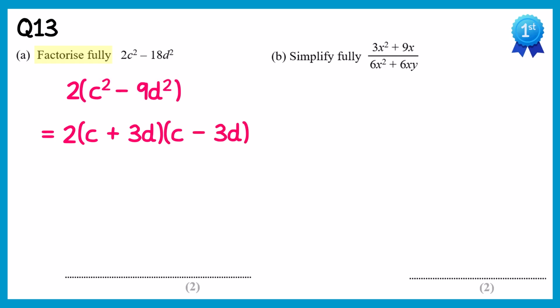So this is the fully factorised form and the answer to the question. In the second part of the question we need to simplify fully. We're going to do this by factorising.